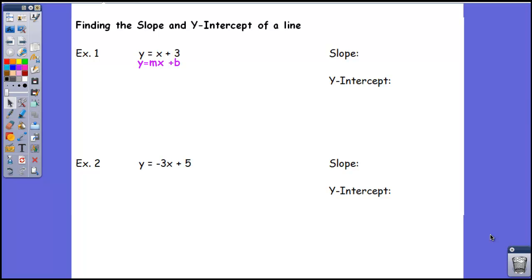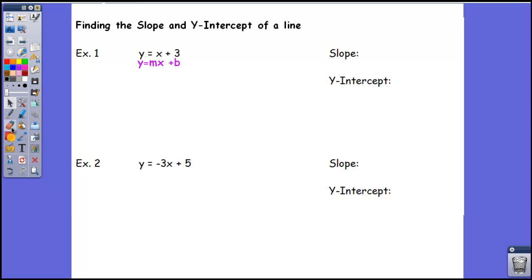Okay, now we are going to apply slope-intercept form so that we can identify slope and y-intercept in an equation. So if you remember, slope-intercept form is y equals mx plus b. Write that underneath this equation of y equals x plus 3.